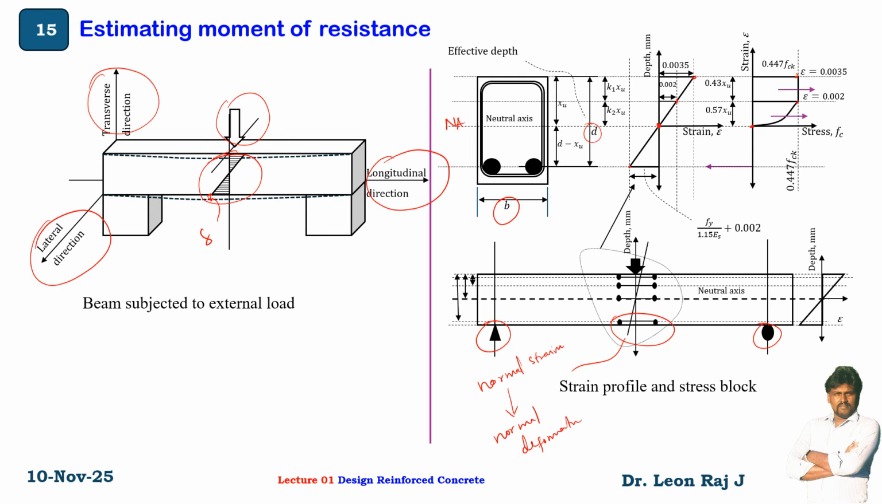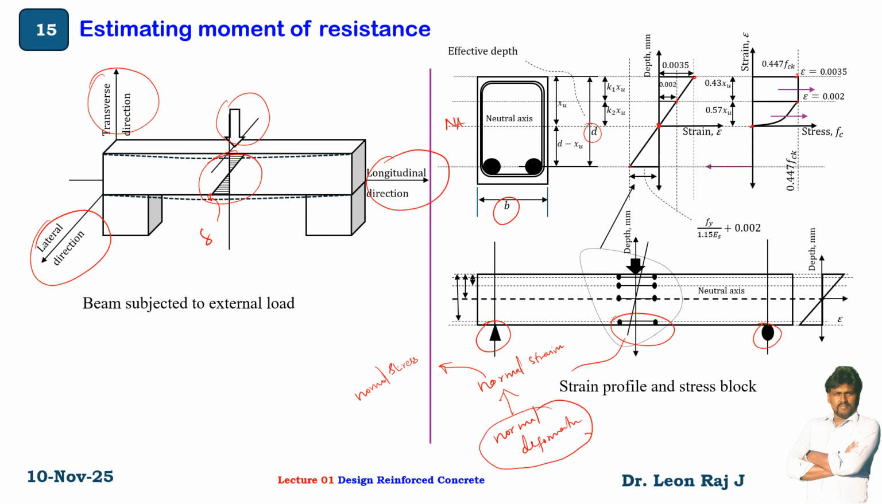First, you have to find the normal deformation. From the normal deformation, we find the normal strain, and from the normal strain, we find the normal stress. So this is how the calculations go. What we can see and measure is the deformation.